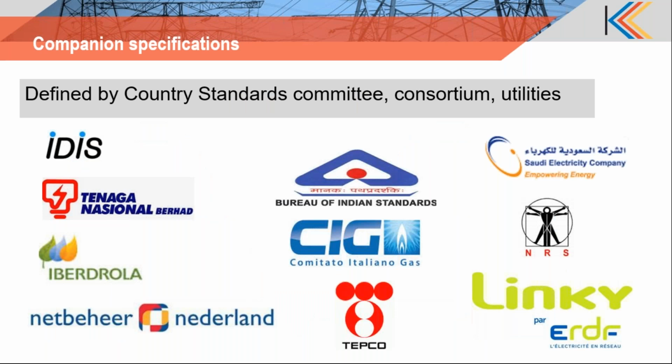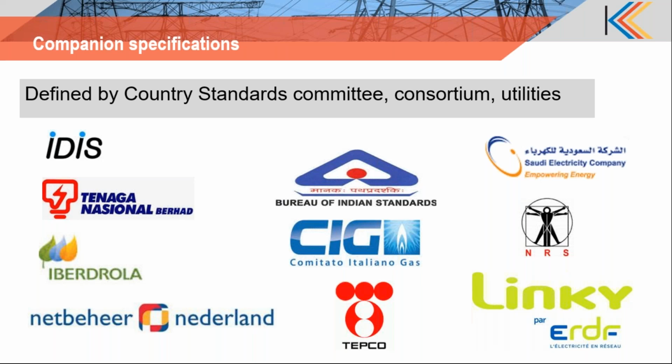Now, coming to some of the popularly used companion specifications. Generally the companion specifications are defined by country standards committees, consortiums or utilities. The country standards committee examples in this slide are the Bureau of Indian Standards, which makes all the national standards for India. They have the IS 15959, which is the Indian standard for metering, which adopts DLMS. Similarly, there is the NRS, which is the South African National Standards Committee.